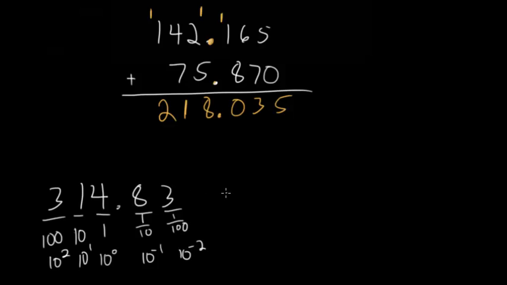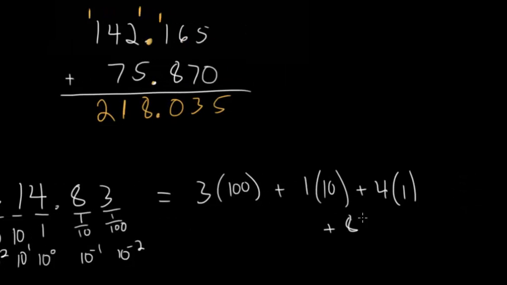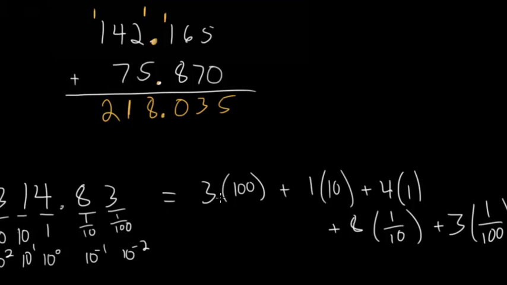So when you see a number like this, it's really 3 hundreds, so 3 times 100, plus 1 ten, so 1 times 10, plus 4 ones, so 4 times 1, and then 8 tenths, so plus 8 tenths, and then plus 3 hundredths, so 3 over 100. So when you see a number like this, you can really break it up into each of its place values being essentially added together.